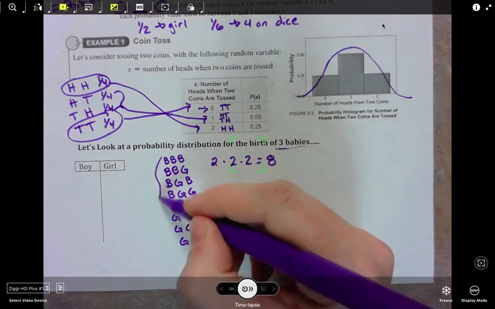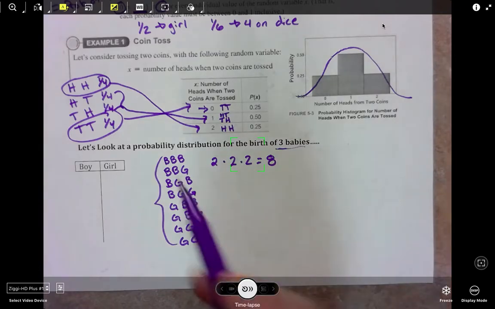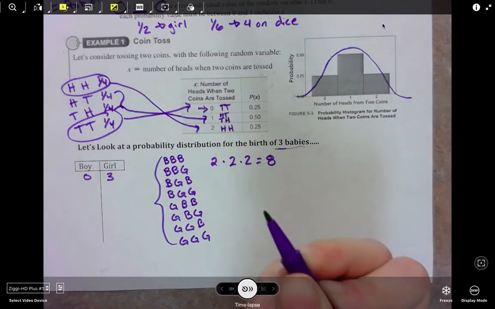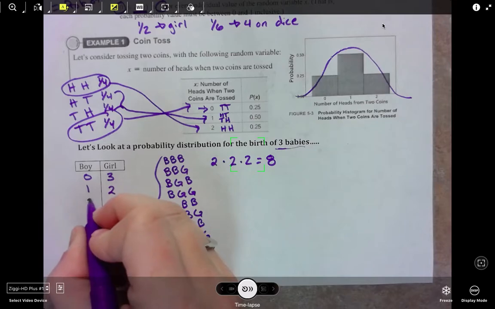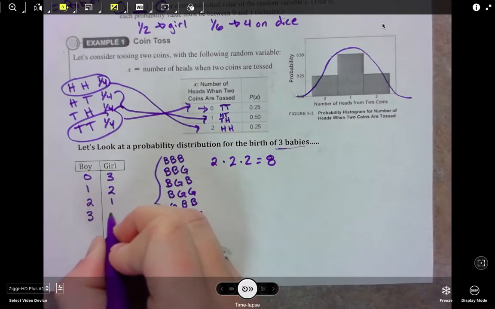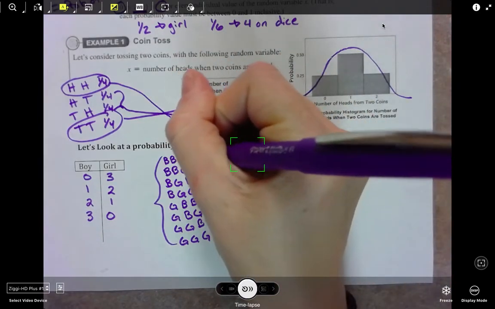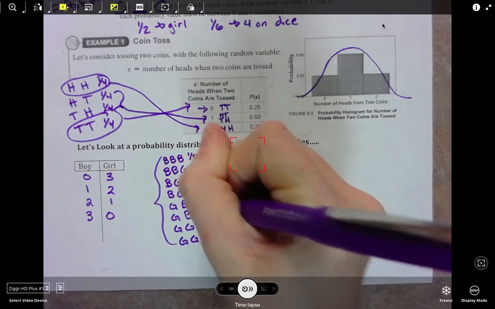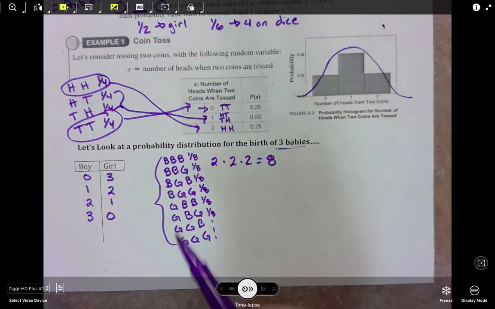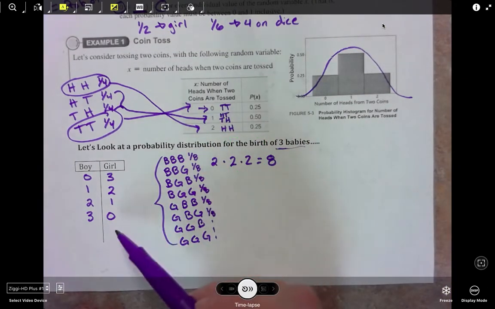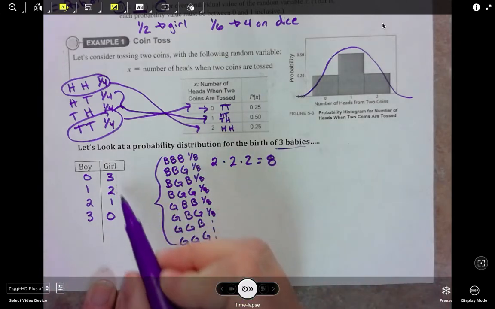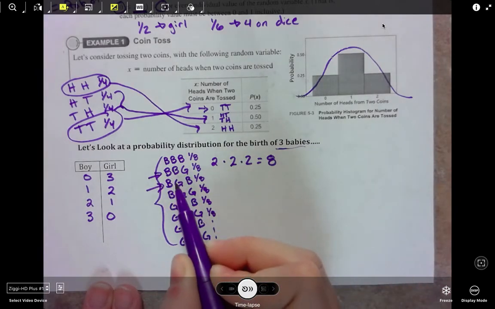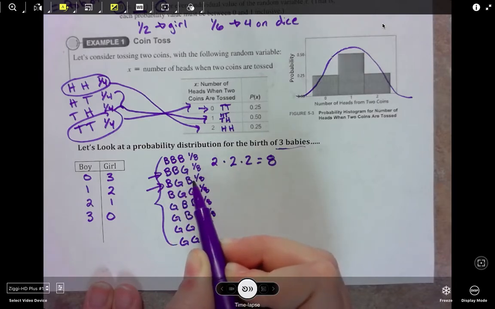Now, if we put this information into a probability distribution, what can happen is I can end up with zero boys and three girls, one boy and two girls, two boys and one girl, or three boys and zero girls. Each one of these things is happening one-eighth of the time. But this probability distribution completely nixes out any order that's occurring. So basically, this is saying that a boy-boy-girl and a boy-girl-boy are the same thing, because no matter what, you're going to end up with two boys and one girl.